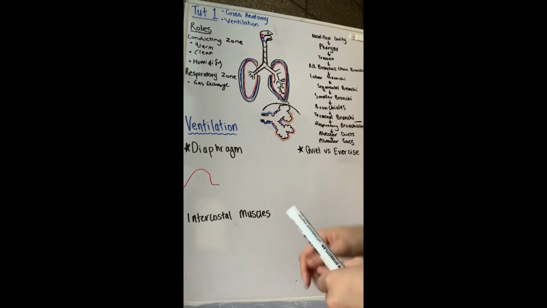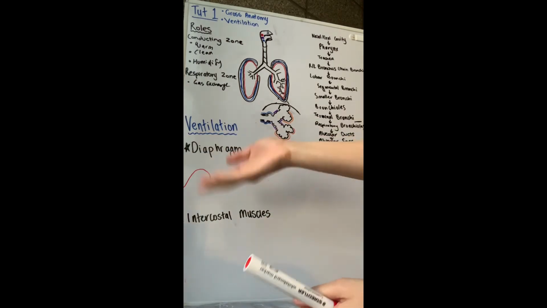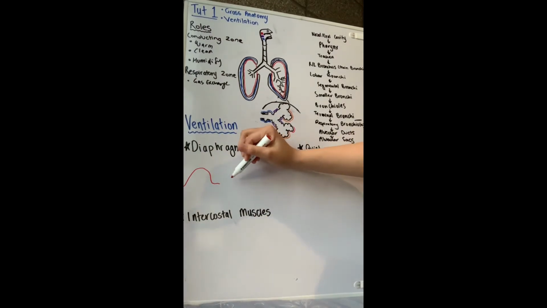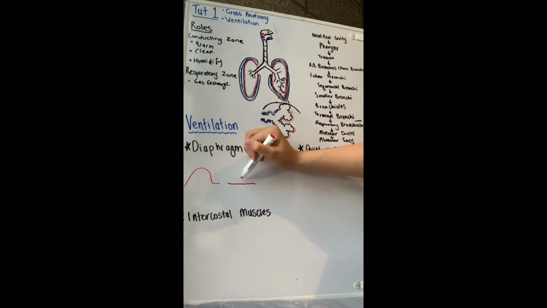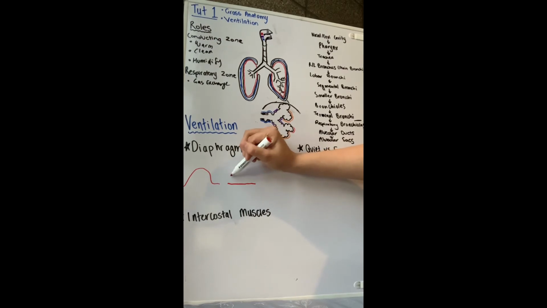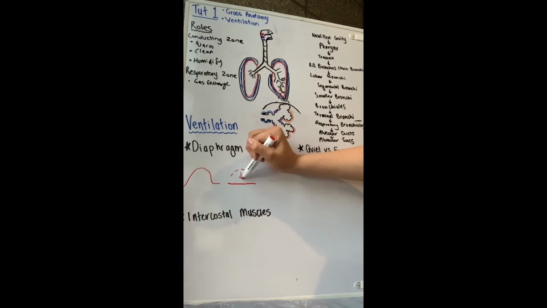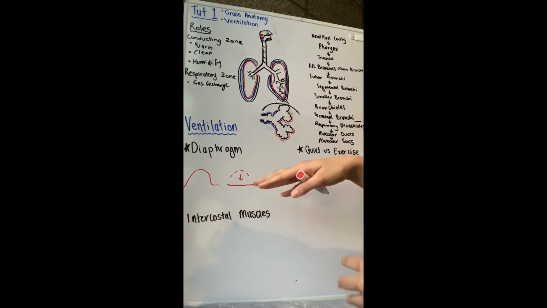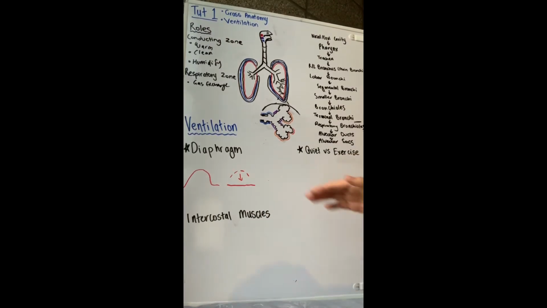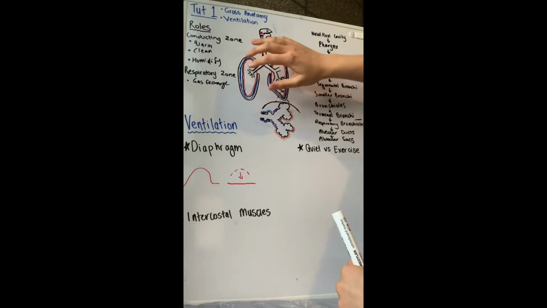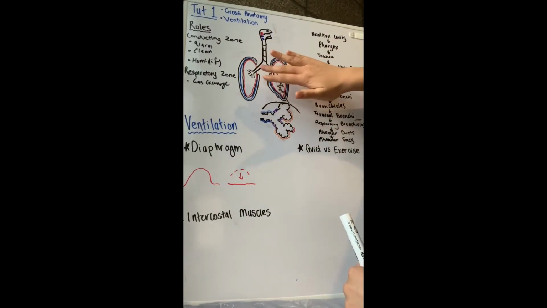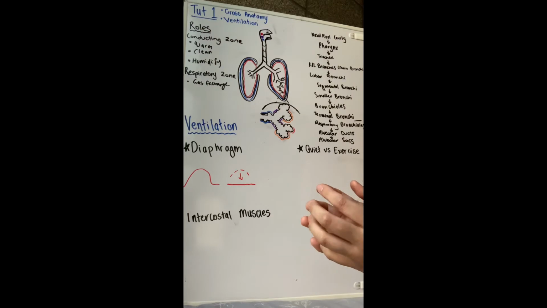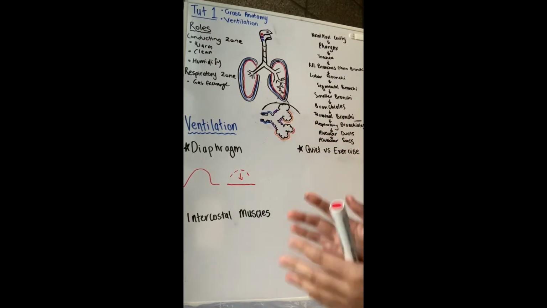So if it was like a relaxed sheet of muscle, it'll just get pushed up, but once it contracts, it pushes down and it becomes flat. So this arch goes down, and that pushes all of your abdominal cavity, like your organs, out of the way. And because it pushed that out of the way, it created more room in the thoracic cavity, and that allowed for the lungs to expand, so that brings in more air.